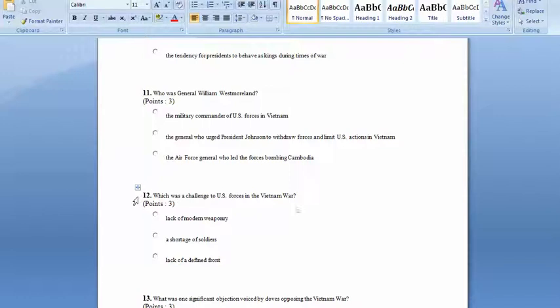Number 12, which was a challenge to U.S. forces in the Vietnam War? A lack of modern weaponry, a shortage of soldiers, or lack of a defined front?